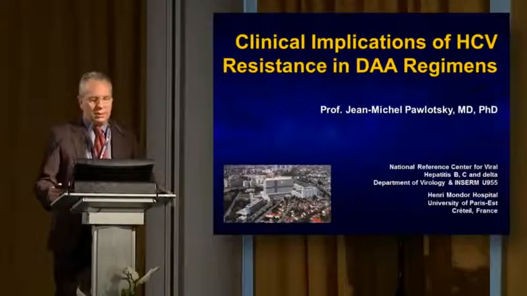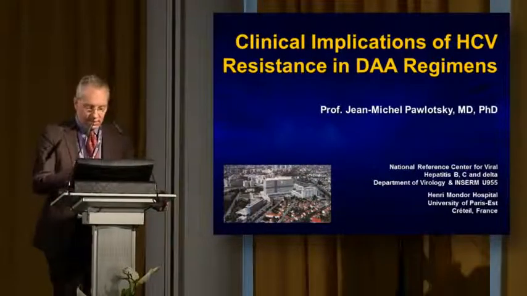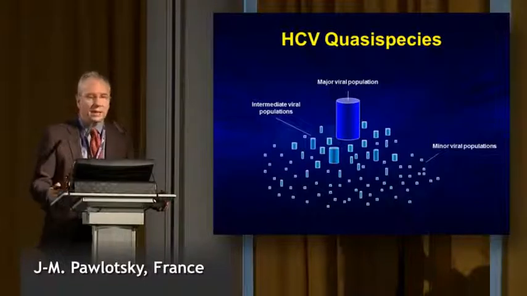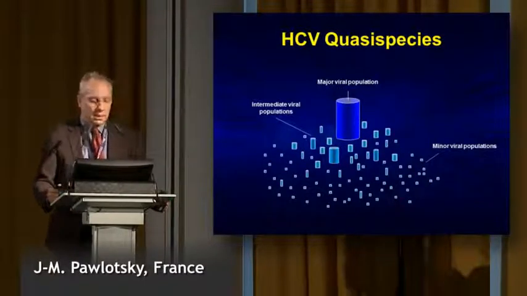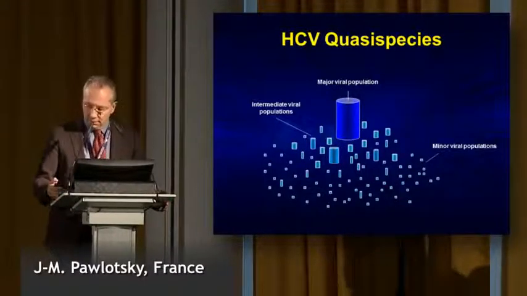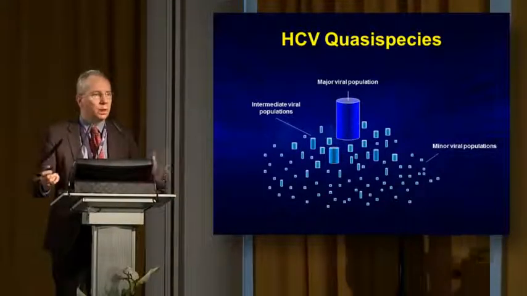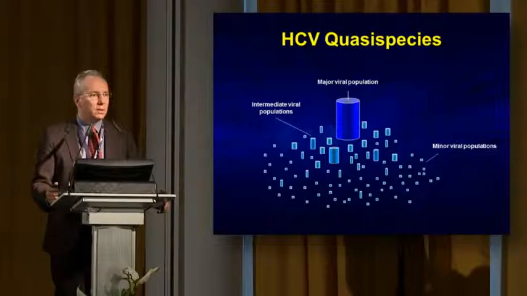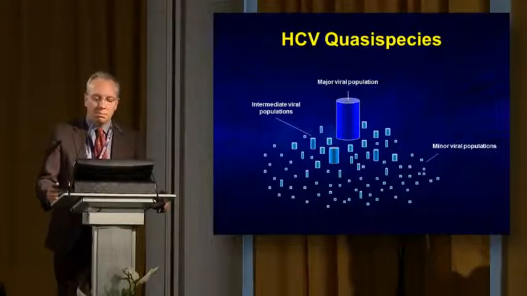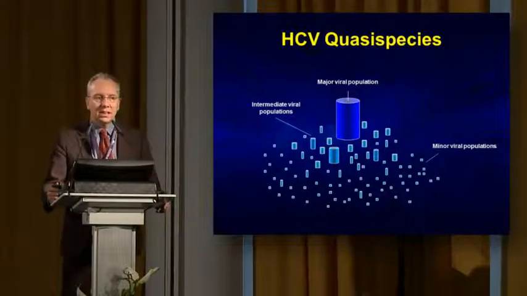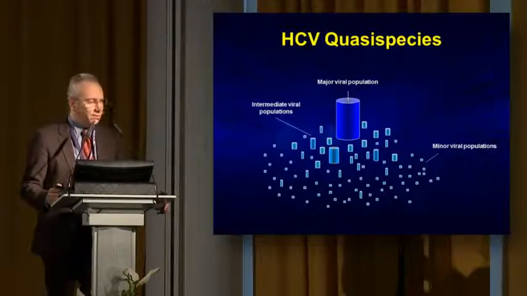So I've been asked today to discuss the clinical implications of HCV resistance in direct-acting antiviral-based regimens. I think the concept here is that HCV is not a homogeneous population of identical viral particles in infected patients, but behaves as a quasi-species, which is a complex mixture of genetically distinct but closely related variants.